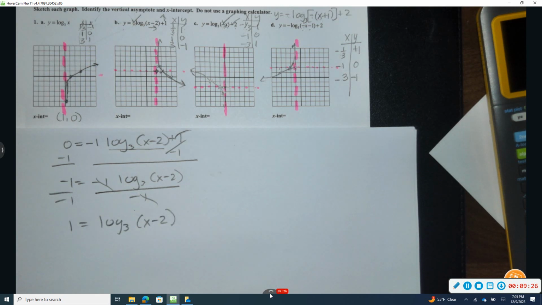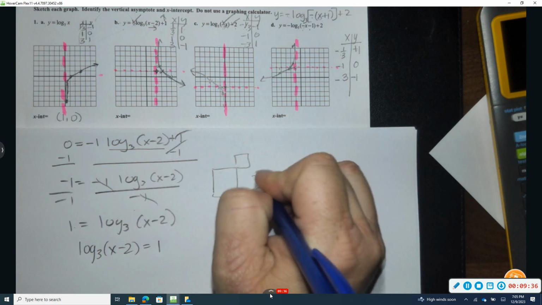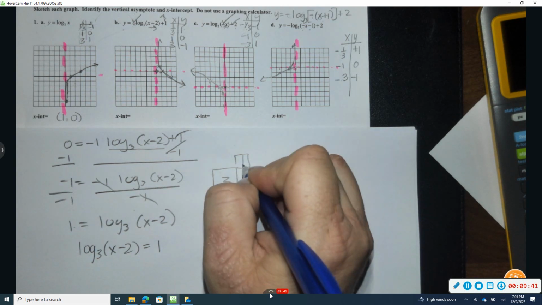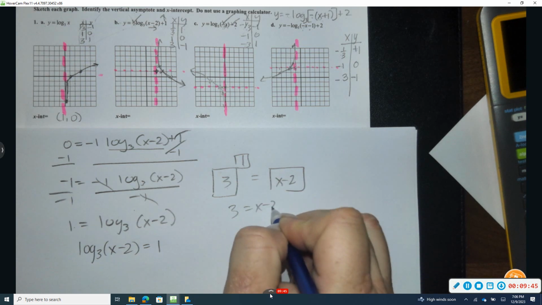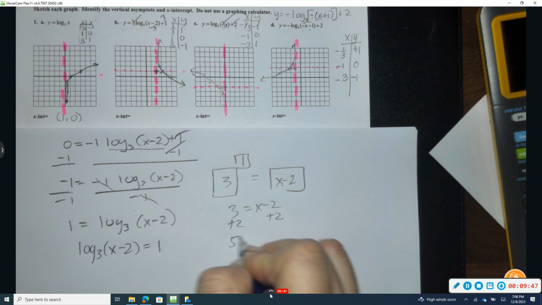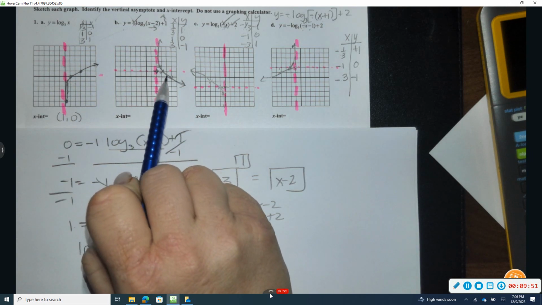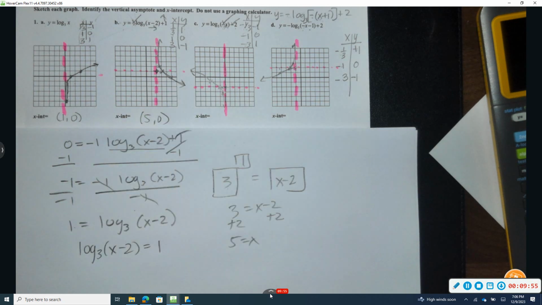And now some students like to write like this. Other students want to rewrite it and put the equal sign and the 1 on the other side. I'm at this time going to put this into exponential form. My base is 3. I go across, raise up to a 1, equals x minus 2. Well, 3 to the first is 3. And when I add 2 to the other side, I get an answer of 5. Let's see if that looks about right. 1, 2, 3, 4, 5. Yeah. So this is 5, 0.